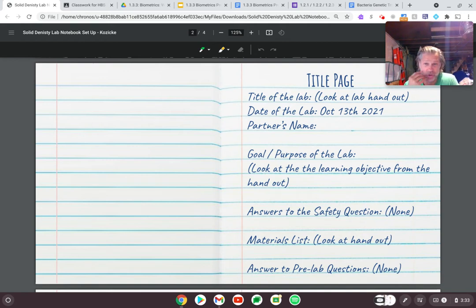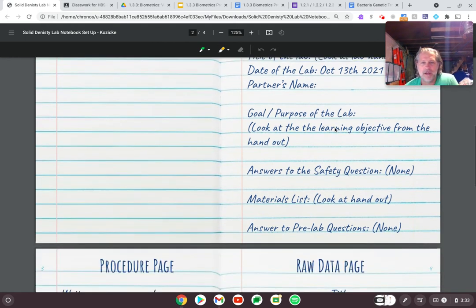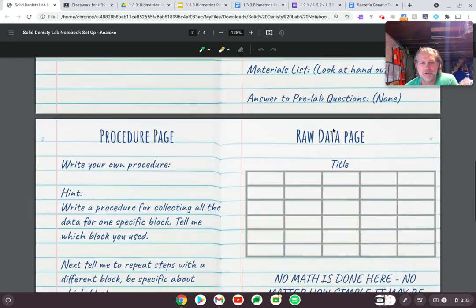The materials list, you should list every piece that was on the handout. So it was the balance, it was the ruler, and then the five different plastic blocks. And then pre-lab questions for this particular lab, there were none of them. So that was your first page, and now we're going to move into your procedure page.